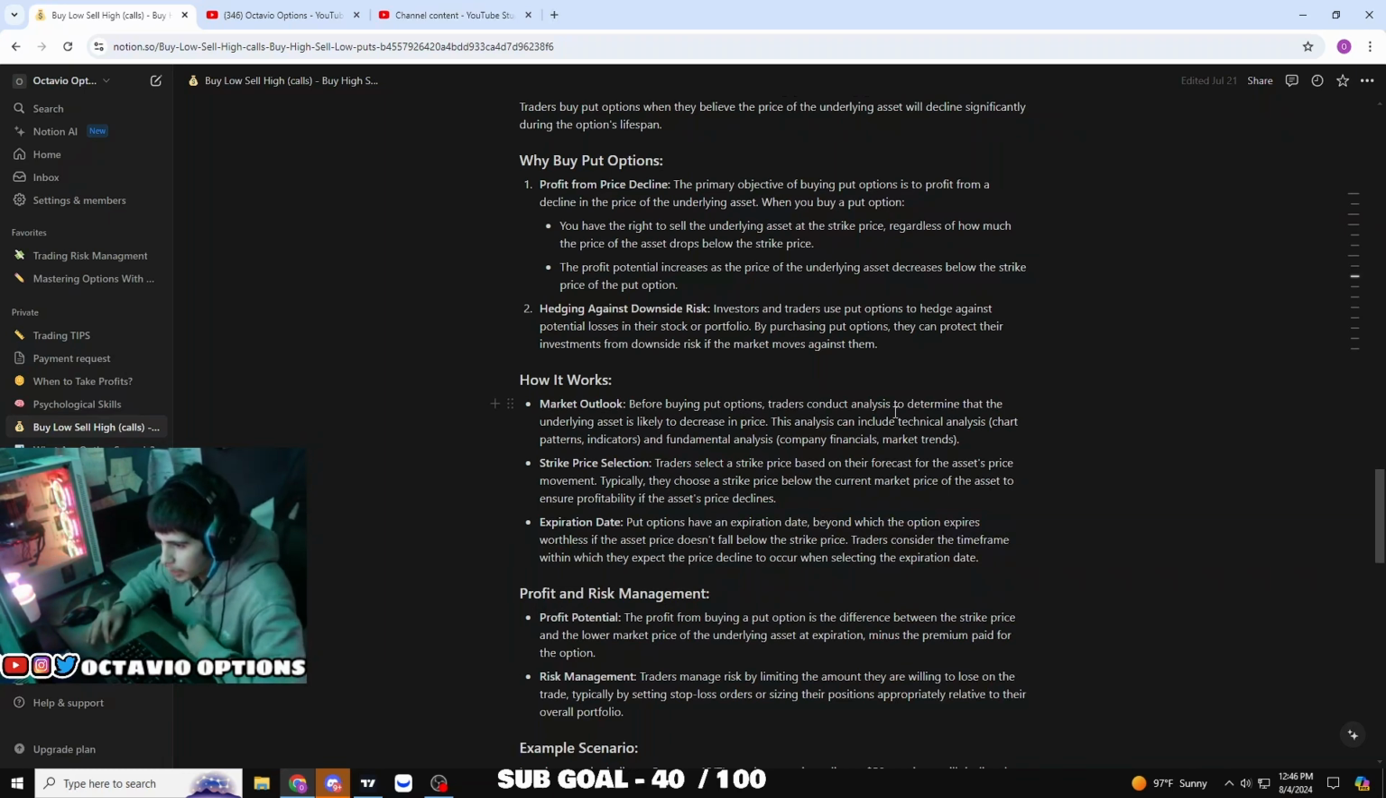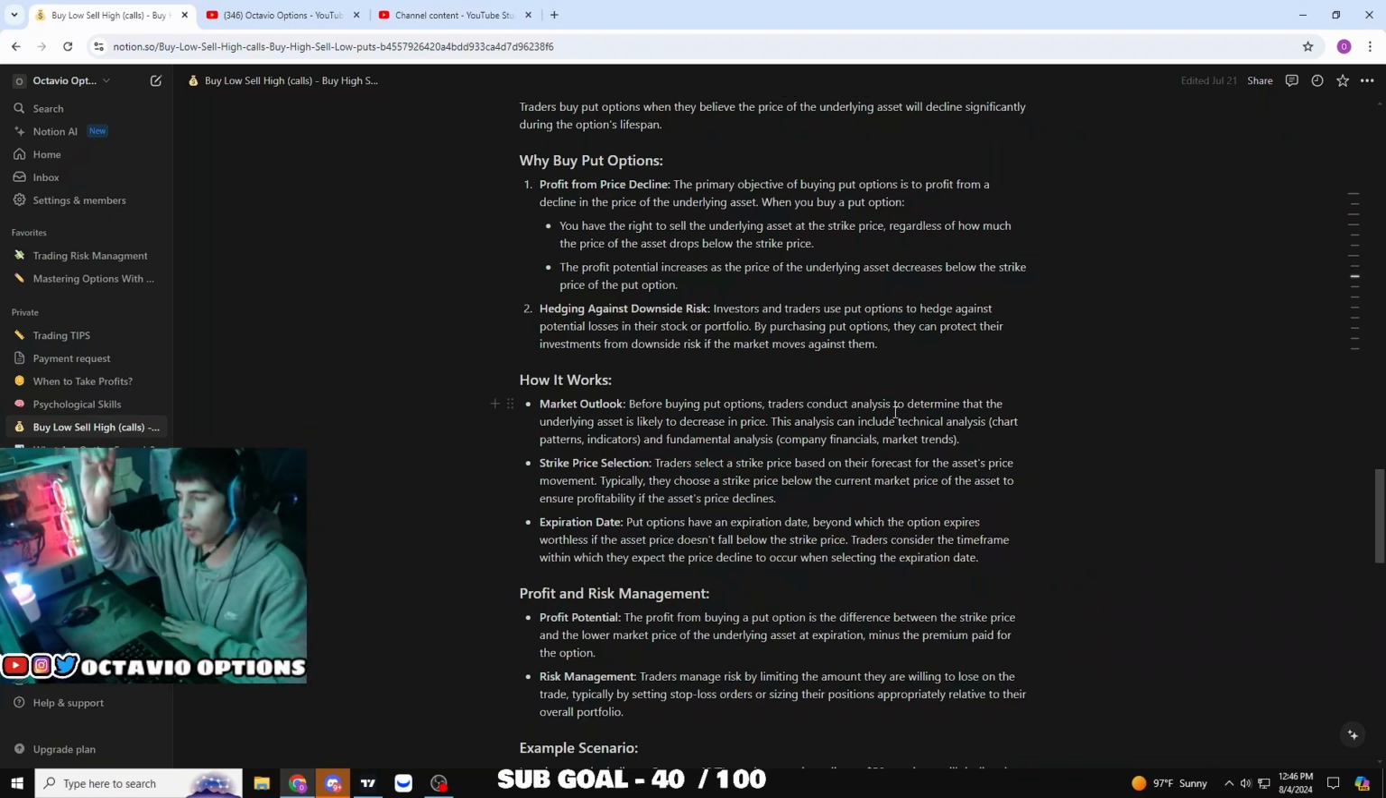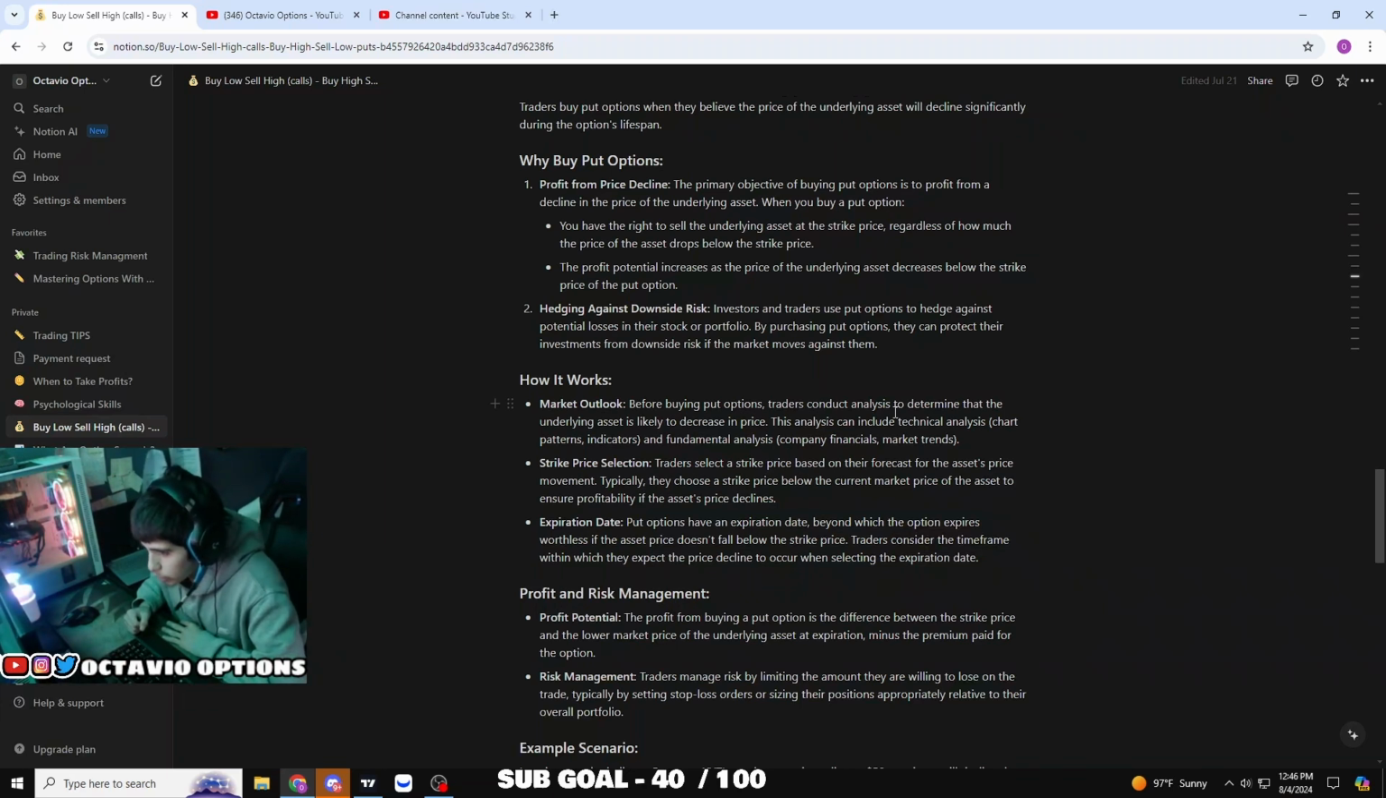Strike price selection. That's you choosing the strike price that you're gonna buy. Try to select the strike price based on the forecast of the asset's price movement. So if you're thinking that stock is gonna go up, you're gonna look for a call. If you think that underlying asset is gonna go down, you're gonna buy puts. Typically, they choose a strike price below the current price of the asset to ensure profitability if their asset declines.